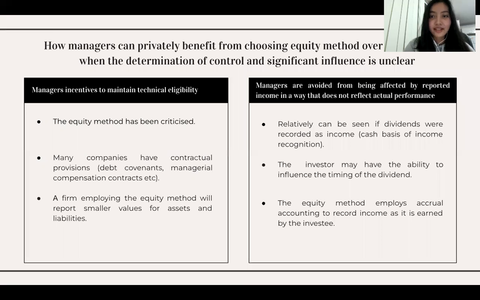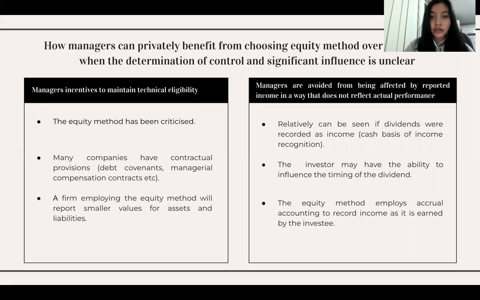Thank you, Yasmin. Let's look at how managers can privately benefit from choosing the equity method over consolidation when the determination of control and significant influence is unclear. Firstly, it provides managers incentives to maintain technical eligibility for the equity method rather than full consolidation. The equity method has been criticized because it allows the investor to recognize income that may not be received in any usable form during the foreseeable future.